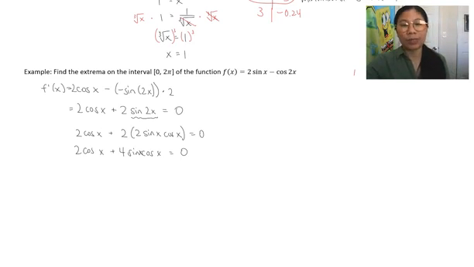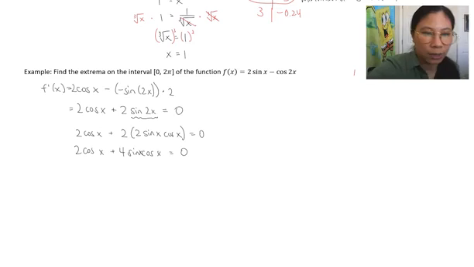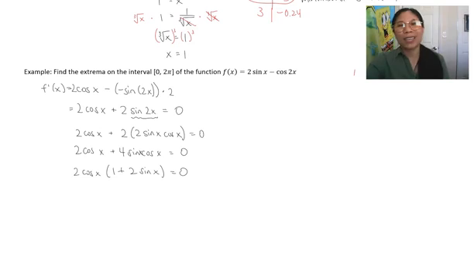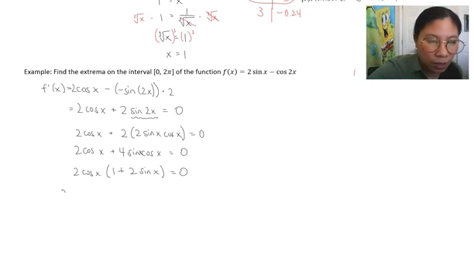And from here, because I have cosine x in both of my terms, I can factor that out. Really, I'm just going to factor out a 2 cosine x, because then that'll leave me with 1 plus 2 sine x. Once I have things factored, that's the best way. I need to factor everything, and then I can just set each of my factors equal to 0, just like how I factored stuff out before. So 2 cosine x equals 0, and 1 plus 2 sine x equals 0.